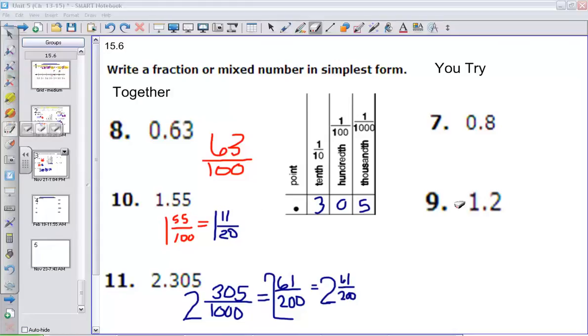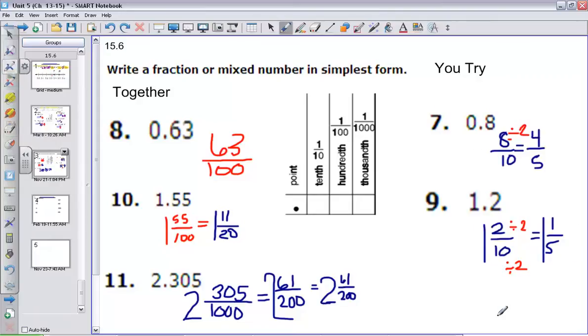Okay. So if this place value chart helps you, you can use that for the U-try example. So you're going to try these two, and I'll be back on to check your answers.